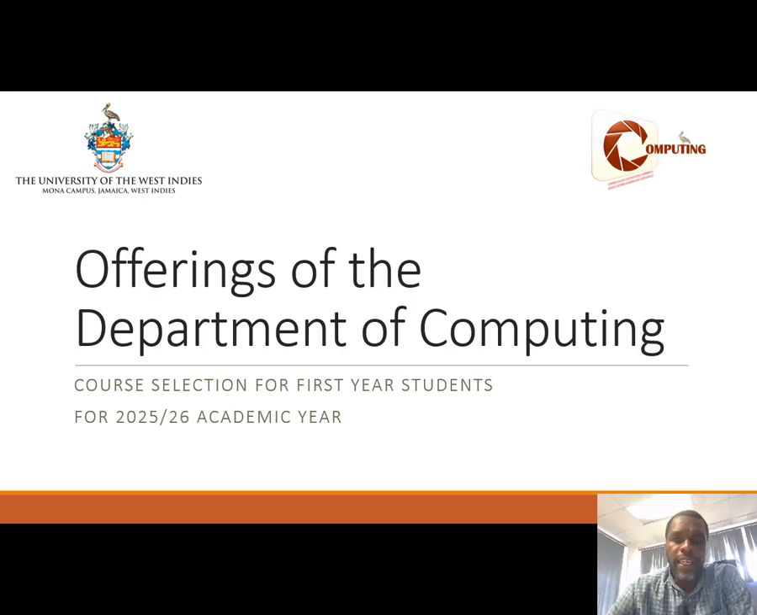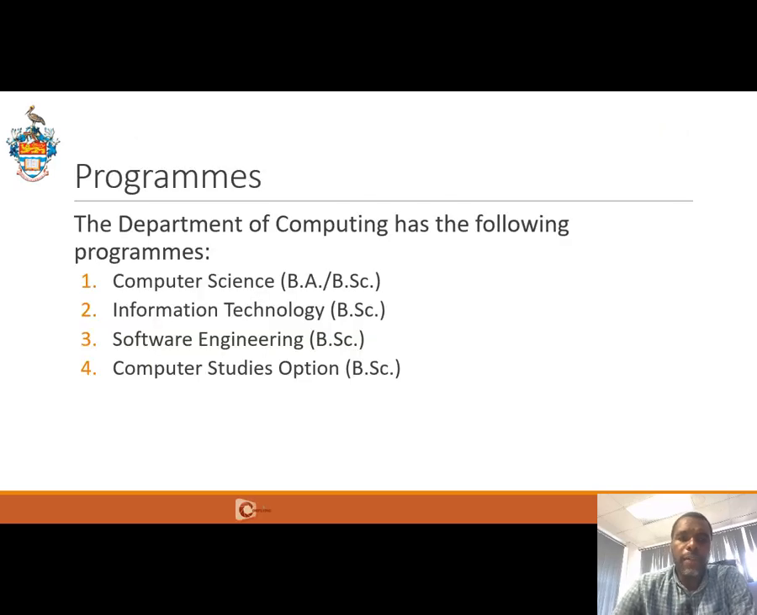So the Department of Computing currently has on offer the following undergraduate programs: a Bachelor of Arts or a Bachelor of Science in Computer Science, a Bachelor of Science in Information Technology, and then a Bachelor of Science in Software Engineering. You can have a major and a minor with this, and a Bachelor of Science in Computer Studies. With the Information Technology and the Computer Studies, these are both options, which means you cannot have any majors and minors, just what you have declared as a program.